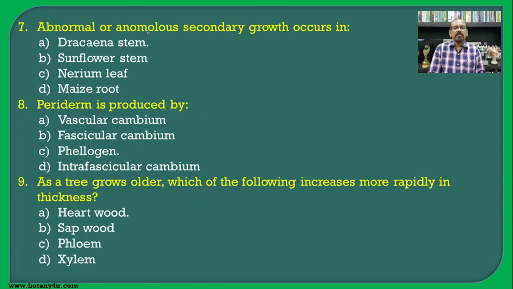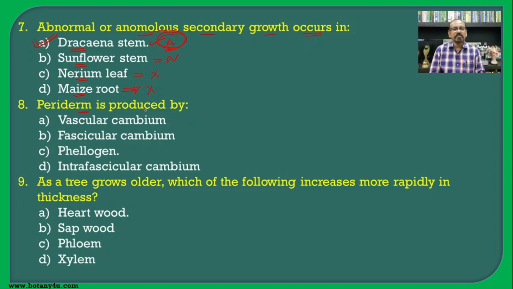Then abnormal or anomalous secondary growth occurs in, we have the example, Dracaena, sunflower, nerium and maize root. In Dracaena stem, there is anomalous secondary growth. In sunflower, there is normal secondary growth. In leaf, there is no secondary growth, and in maize root, there is no secondary growth. So the anomalous secondary growth is present in the Dracaena stem, and hence it becomes the answer.